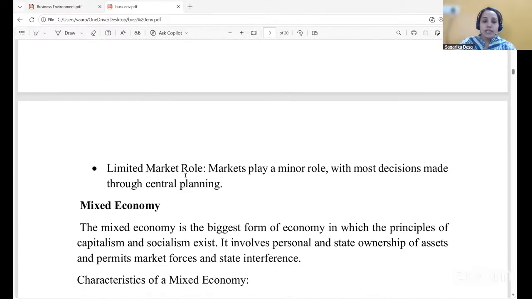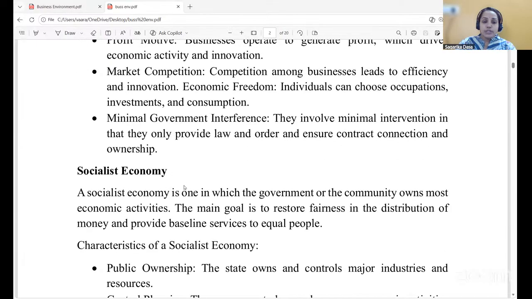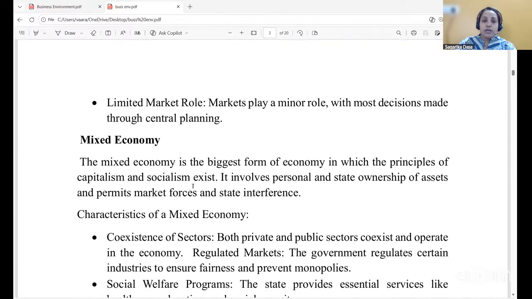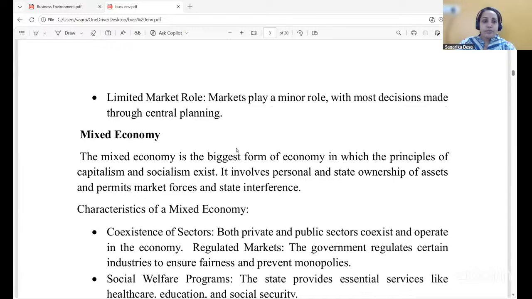And a limited market role. The market plays a minor role, with most decisions made through central planning. Most decisions are made by the central government through central planning. Hence, when the highest role is played by the government, there is obviously a lesser role played by the market. So, in this socialist economy, the government role is major and the market role is minor.